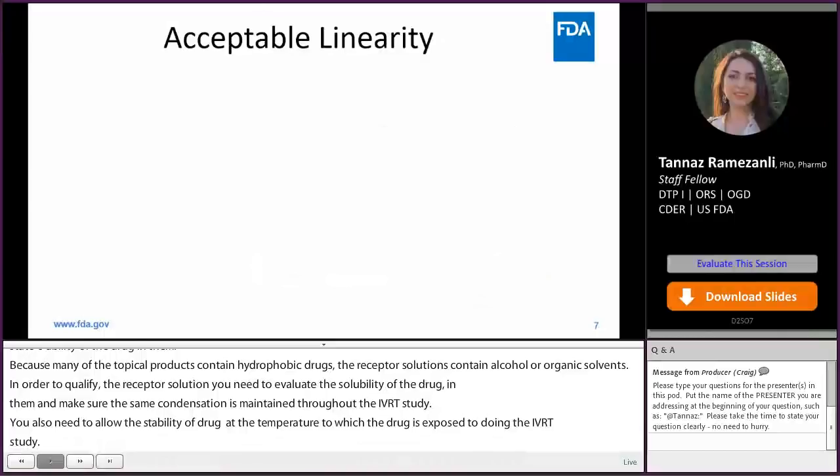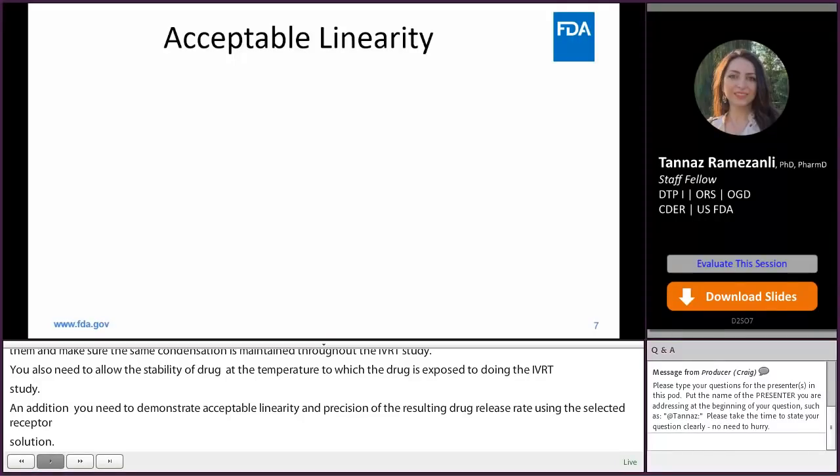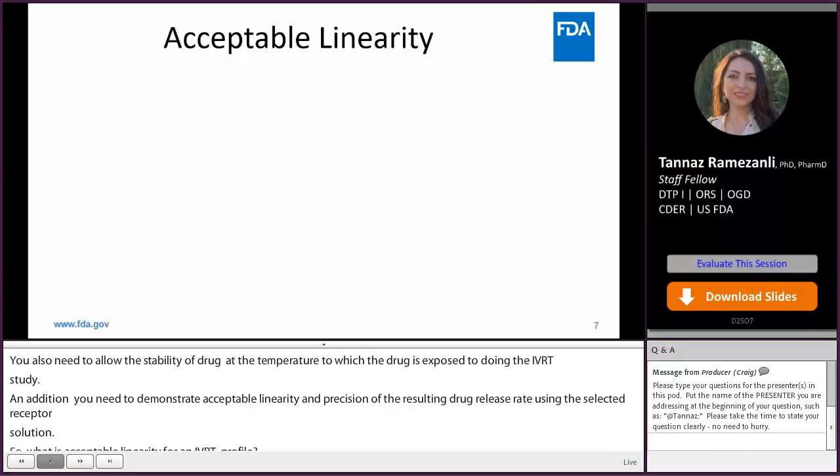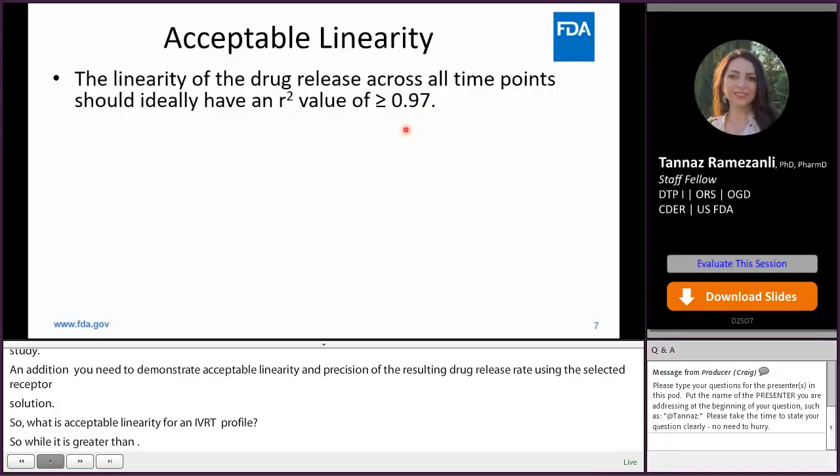So what is the acceptable linearity for an IVRT profile? Well, although historically a minimum linearity or R-square value of greater than 0.9 across the IVRT duration has been recommended, linearity of the drug release rate across all time points should ideally have an R-square value of greater than or equal to 0.97. And this is the value that you should target during the IVRT method development.